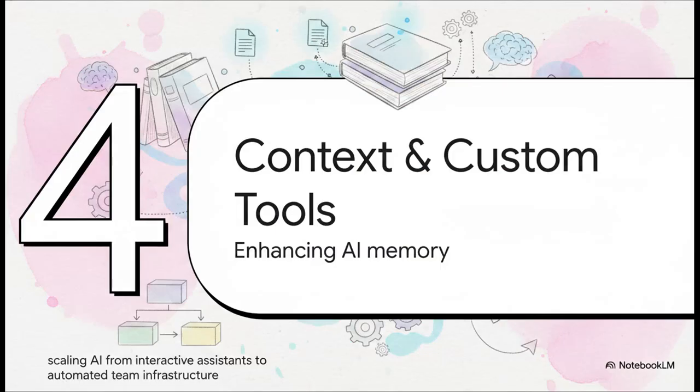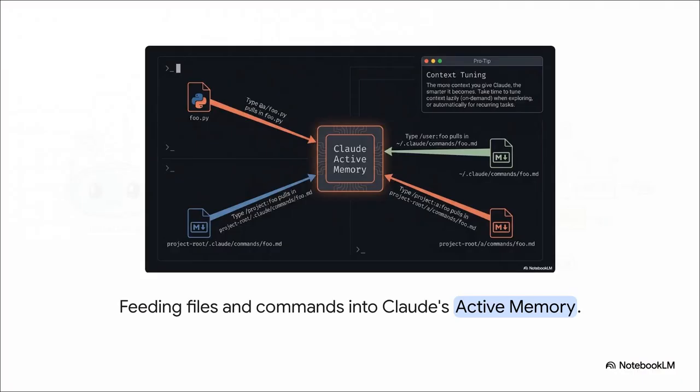All right, let's jump into Section 4, context and custom tools. Because an AI is really only as smart as the context you provide it, right? Claude comes with this incredibly dynamic active memory. By pulling in local files, say typing @foo.py, and adding your project-specific markdown commands, you're lazily tuning the context on demand. Both your user-level commands and the project root commands funnel straight into that central memory core. This means Claude actually gets smarter and more tailored to your specific code base the more you use it.